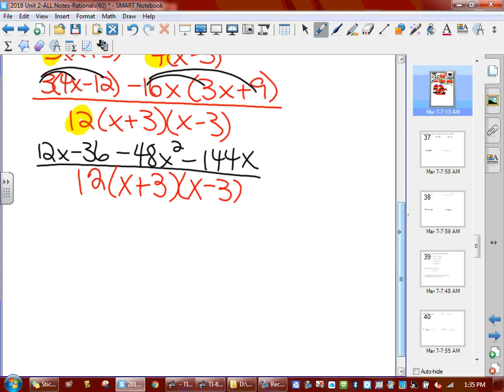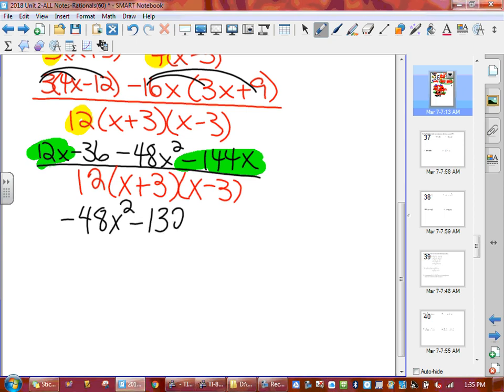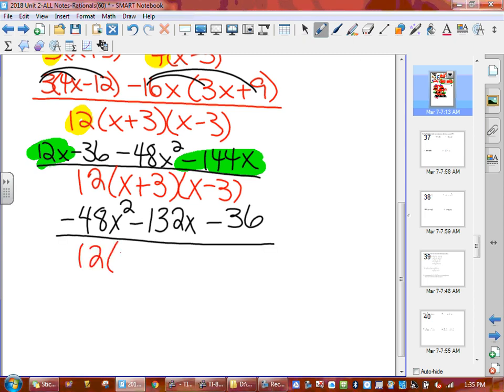Now we have to add like terms. So we're going to add things that are the same. So we're going to add the x's to the x's. Okay? So this is going to give us, I'm going to start with my x squared, negative 48x squared minus 132x minus 36, all on top of 12, x plus 3, x minus 3.